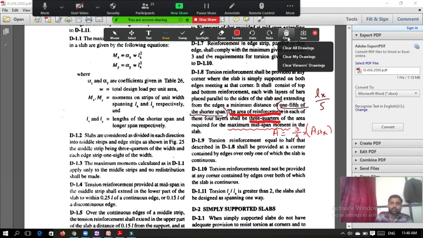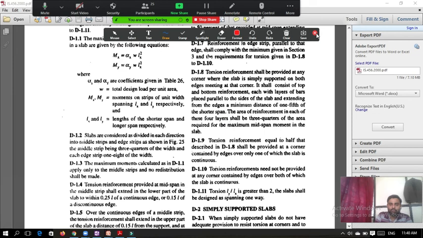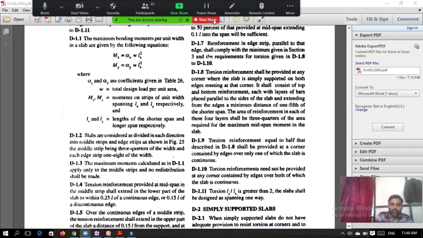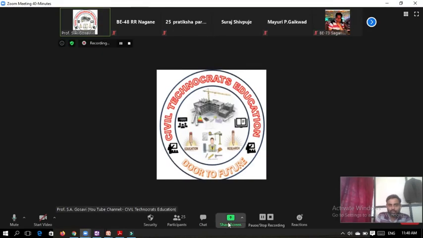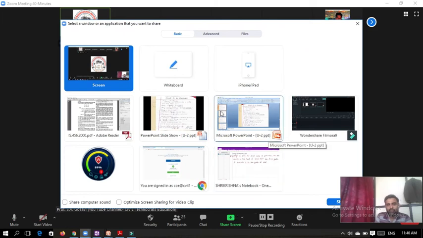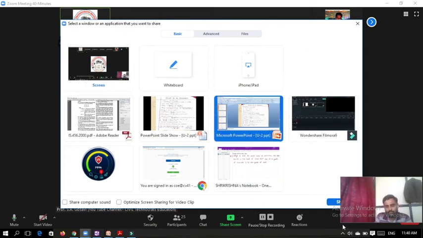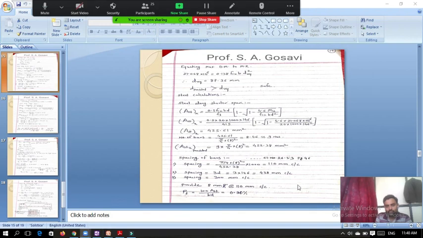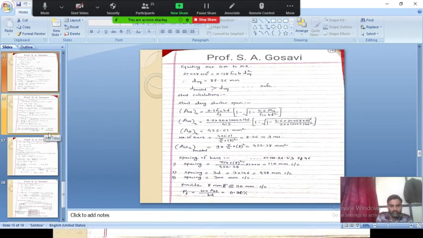Now with this we will move to our slides. What to do further? Now in the PowerPoint presentation, what we have done, I think it is on this page.